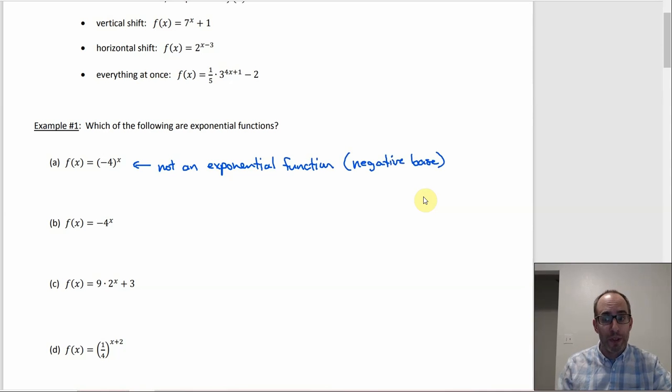B, however, is okay, because even though b looks like a just without the parentheses, you're raising 4 to the power of x and then negating whatever that is. That's okay. This is actually the equivalent of negative 1 times 4 to the x, and it's okay to have the negative 1 out here. That's a reflection, that's fine. So this is actually okay. This is a yes. This is an exponential function.